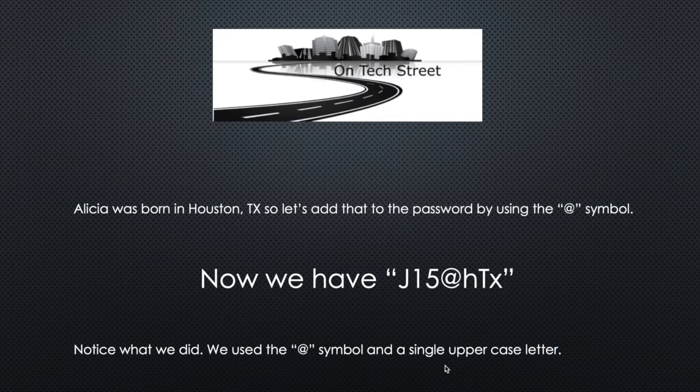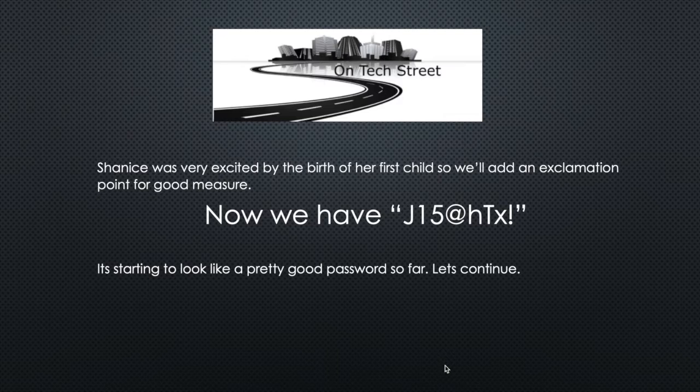Notice what we did. We used the @ symbol and a single uppercase letter to create what we have so far. Shanice was very excited by the birth of her first child, so we'll add an exclamation point for good measure. Now we have uppercase J, 15, @, lowercase h, uppercase T, lowercase x, exclamation point. It's starting to look like a pretty good password so far, so let's keep moving.